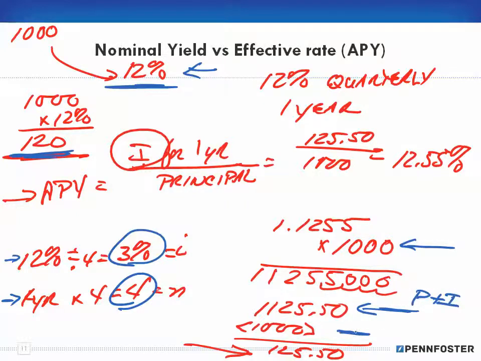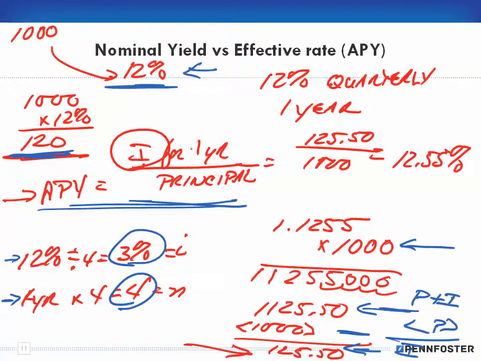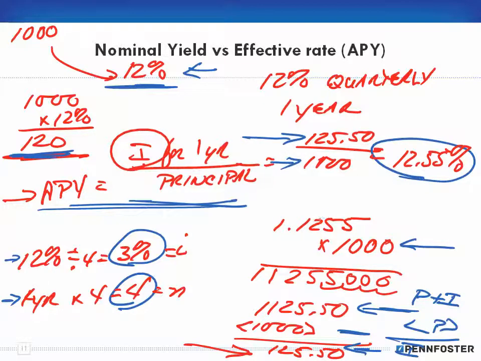Okay, and that total amount is the principal plus the interest. And so when I subtract out the principal, I'm only left with the interest of 125.50. And as you can see, that interest is not the same as the nominal yield. It's more due to the compounding effect. And so when I plug it into this formula, my interest is the 125.50 divided by the 1,000, which gives me an effective rate of 12.55, which is greater because of the compounding.